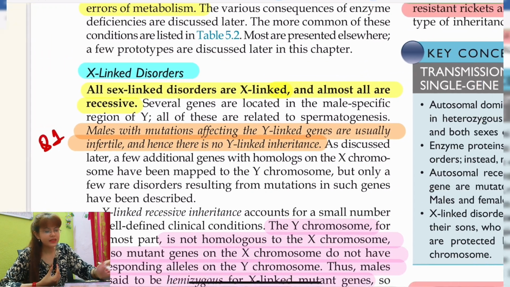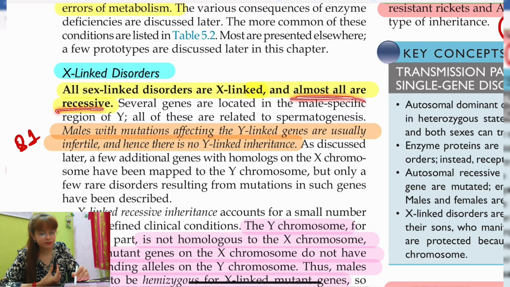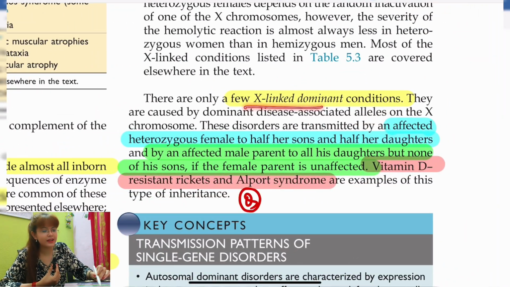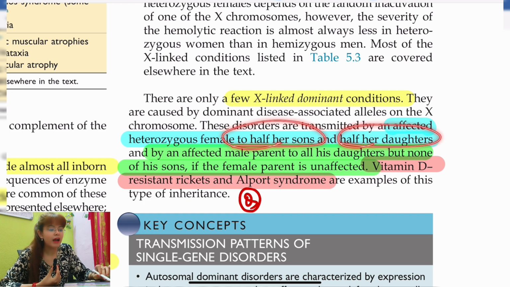Now, they are almost always recessive. Very important question: there are very few X-linked dominant disorders in which the affected heterozygous female will pass the disease to half of her sons and half of her daughters. I will show you this explanation by the pedigree chart, how this is happening, because at the end of the day, you only have to remember this point for your MCQ. But how it is happening, that is what you should know. Only then you will not get confused.